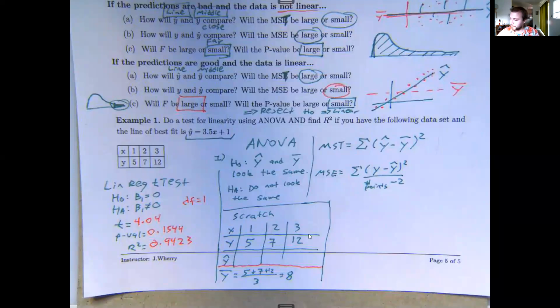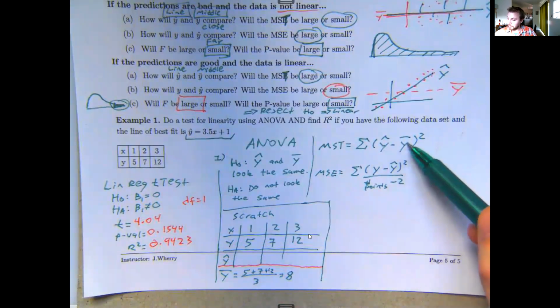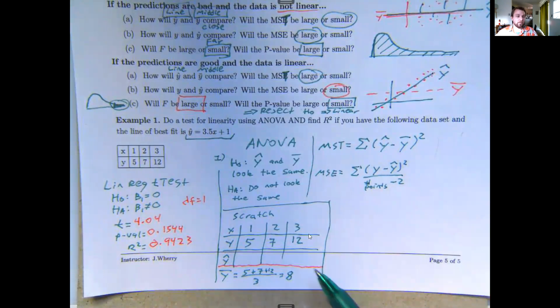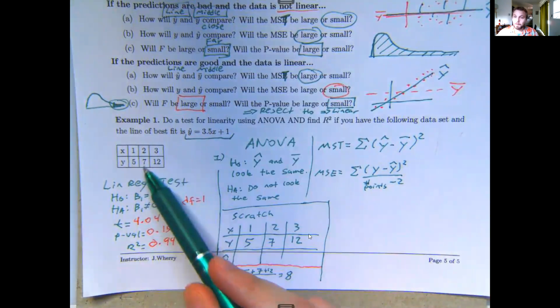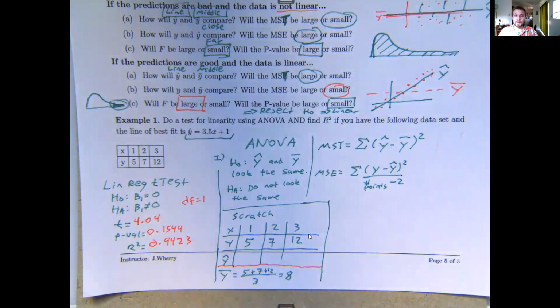OK, and I added a little bit of scratch work on the bottom to keep track of these things. So when I'm comparing my line to my middle, I started by finding the middle of the y values by adding all my y values up, 5 plus 7 plus 12, divided by the number of y values, 3. This gave me an average y value or a center line. If this thing was flat, it would be flat at y equals 8. So I'm wondering how much will my line vary from that?